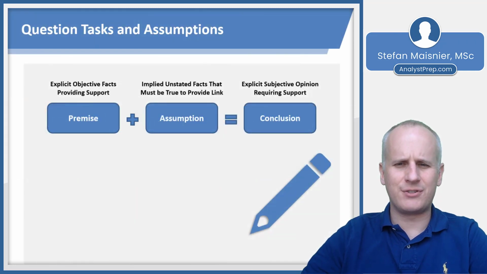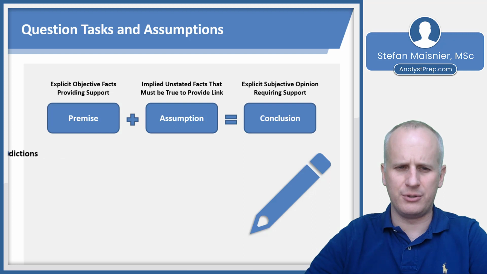So let's first just revisit our friend, the argumentation equation. We know that a premise, or the objective facts providing support, plus an assumption or assumptions, which are your implied, unstated facts that must be true, lead to a subjective opinion that required all this support, known as the conclusion.